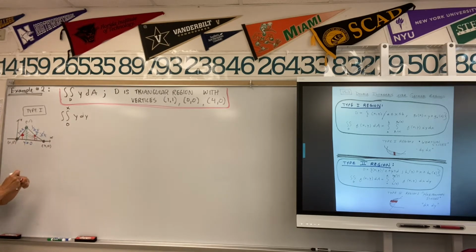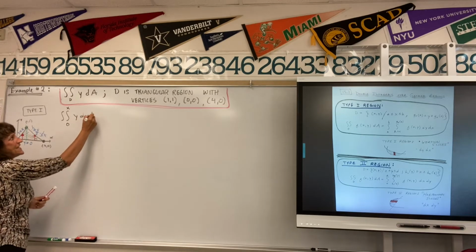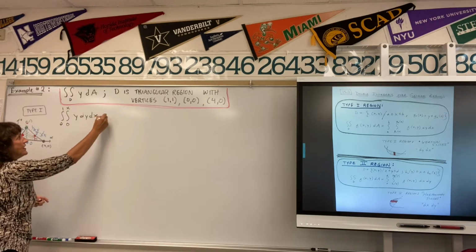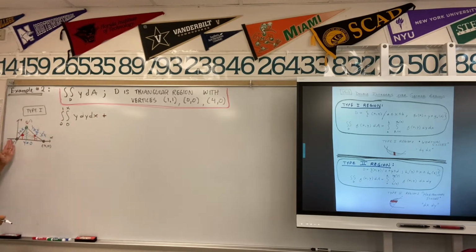Now, what about the outside bounds? What about your dx bounds? Well, you've got to go from the x to the x to handle this piece here. So your outside bounds are going to go from 0 to 1. All right, so here's your first piece, but that only takes care of the origin to my green line here.